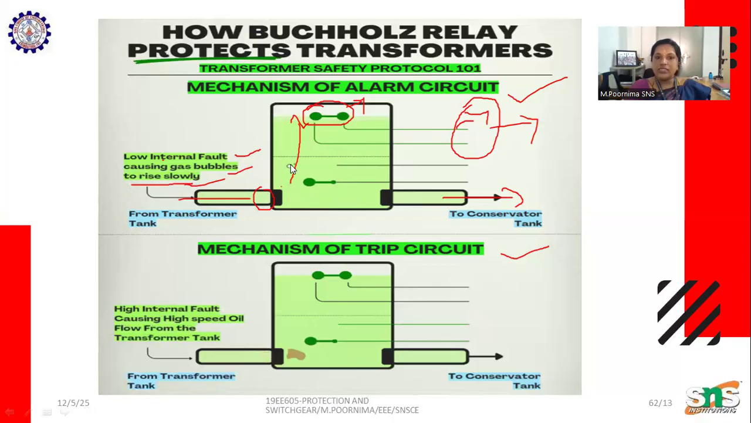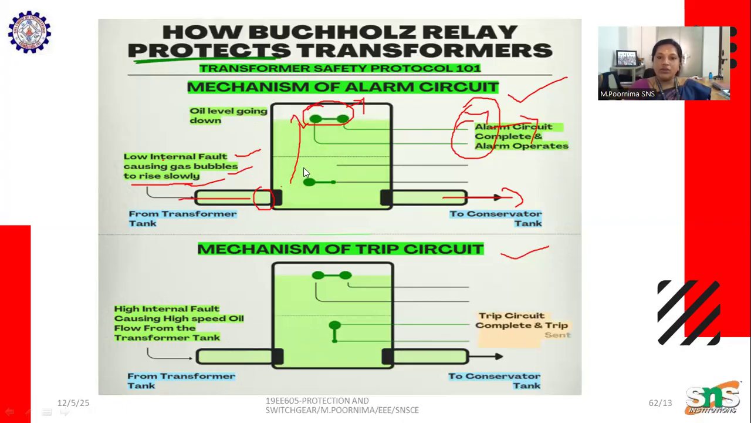Here you can see the bubbles. When the bubbles reach this switch, it trips the alarm, and the alarm sounds. As the bubbles increase, the oil level goes down. Then the alarm circuit is completed and the alarm operates.